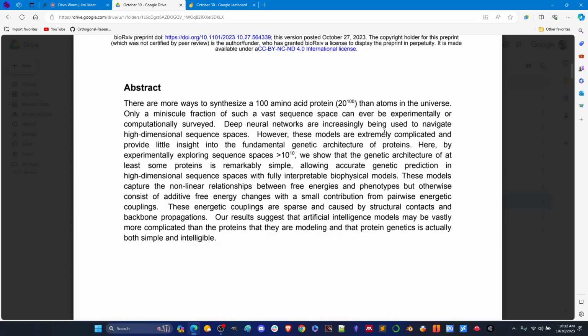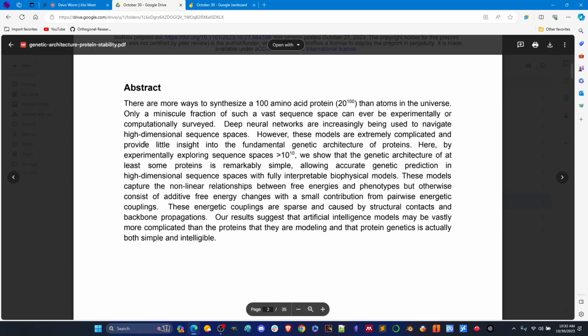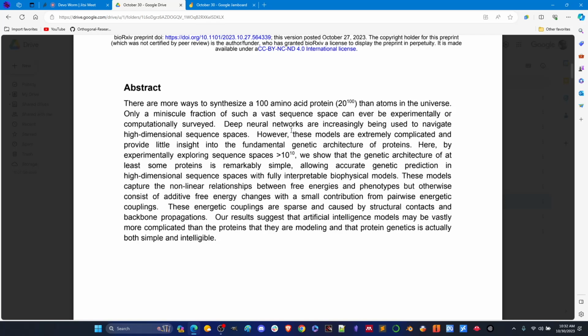However, these models are extremely complicated and provide little insight into the fundamental genetic architecture of proteins. And this is in reference to deep neural networks. Basically, deep neural networks have a problem of interpretability, especially in terms of this problem. So we have this complicated model that will spit out answers, but it doesn't give us any real insight as to how it arrived at that answer.